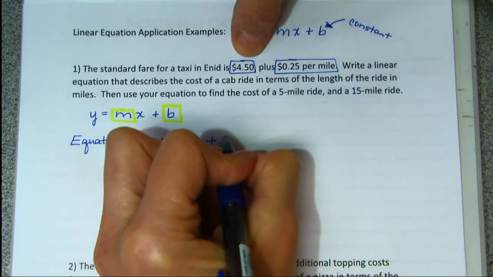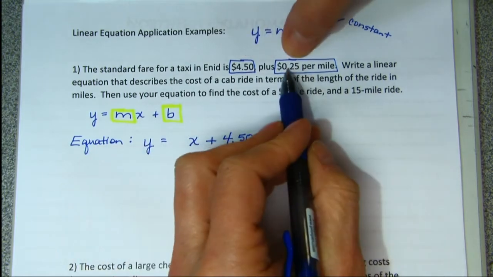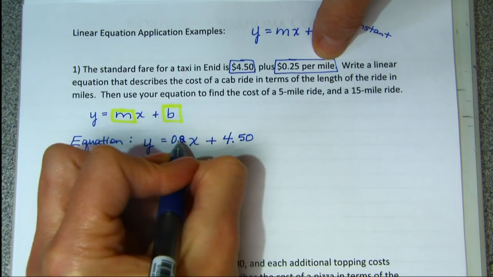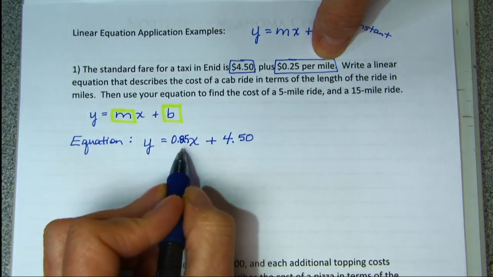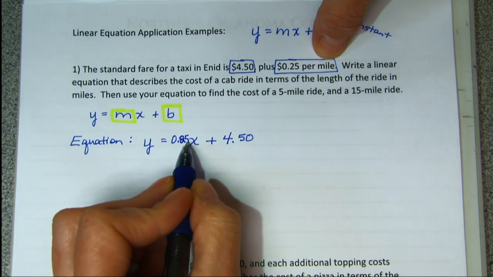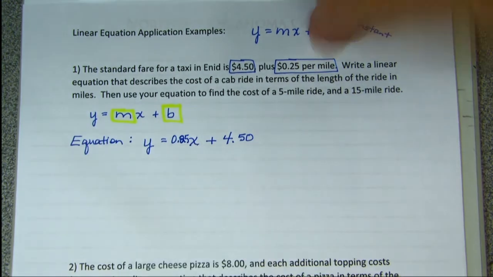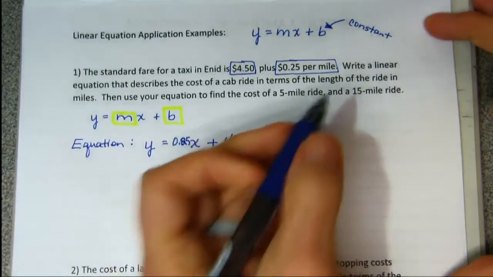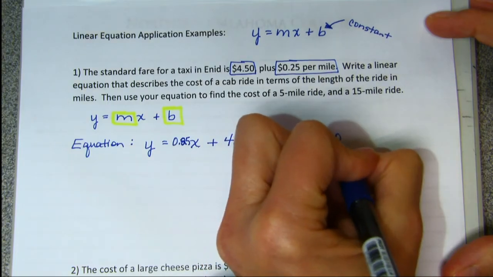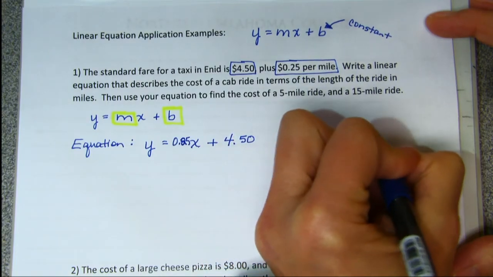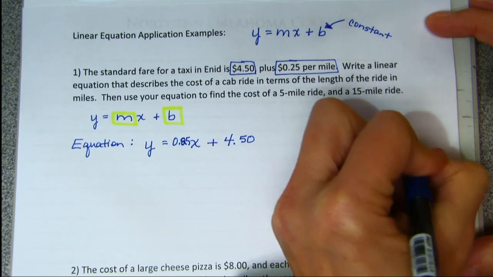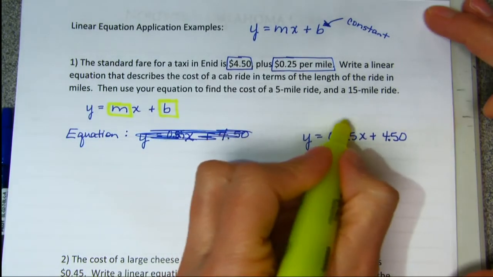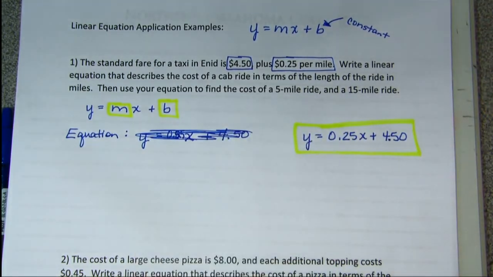This is my constant, 4.50. This says per mile, so it's 25 cents, that's supposed to be 0.25, sorry about that, 0.25 per mile. So here's the equation. Let me rewrite that. There. So one thing you're going to be required to do is to give me an equation.